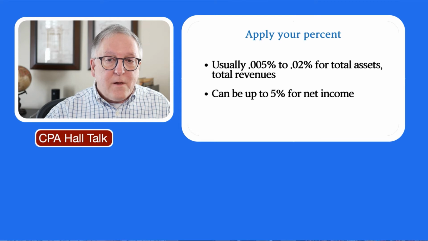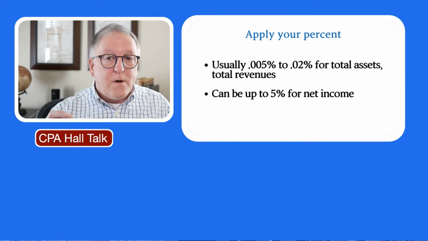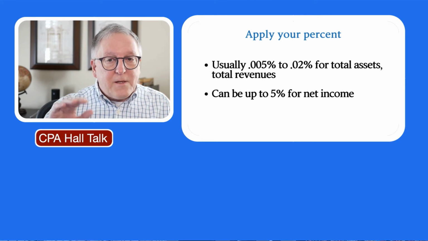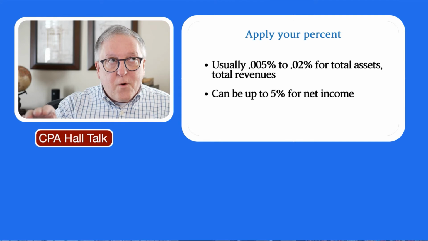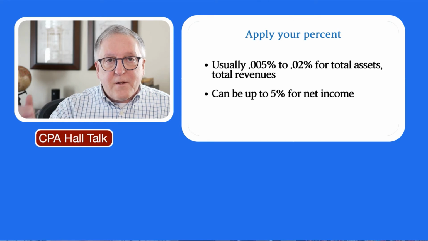Oftentimes I'm seeing a 1 to 2% factor being used in relation to total assets or total revenues. If you were using income before taxes or net income, then that percent would be much higher because the net income number will be much smaller, say, than total assets or total revenues in most cases. So I said there was a range. It goes from like a 0.5% up to 2% for total revenues, total assets. How do you know which percent to use?